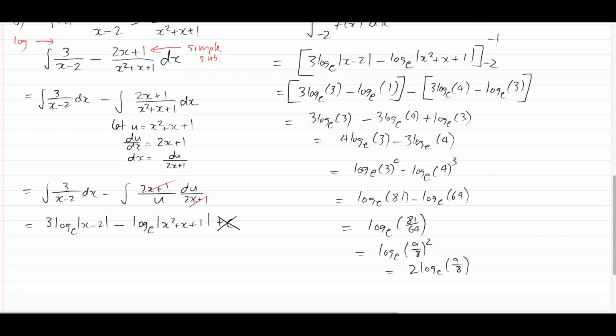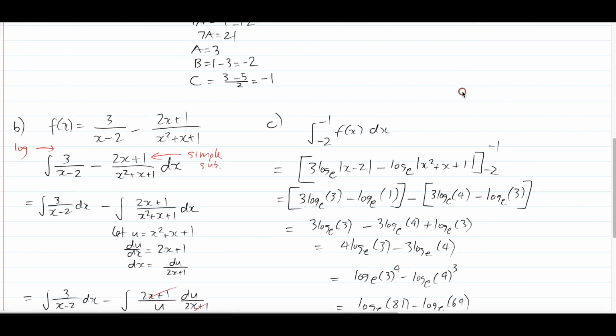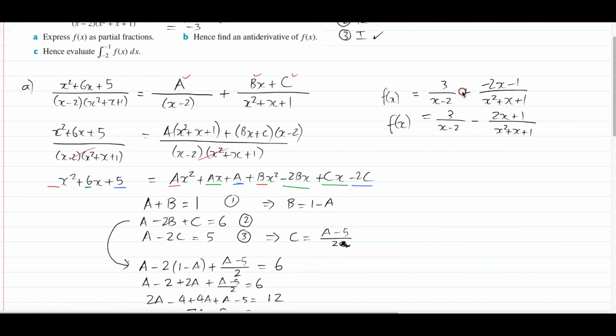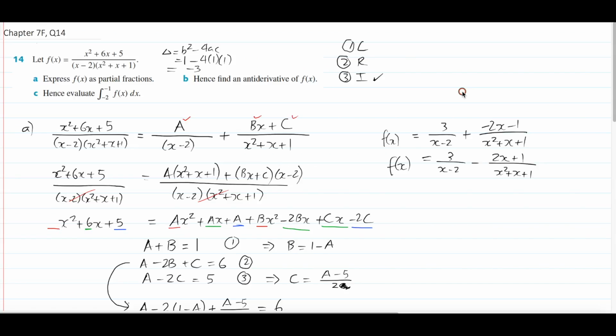The hard part about this question obviously is the first part, the partial fraction. Once you get the partial fraction, you just have to recognize that yes, you can do simple substitution, you get a log as well, and then everything else should just flow through.